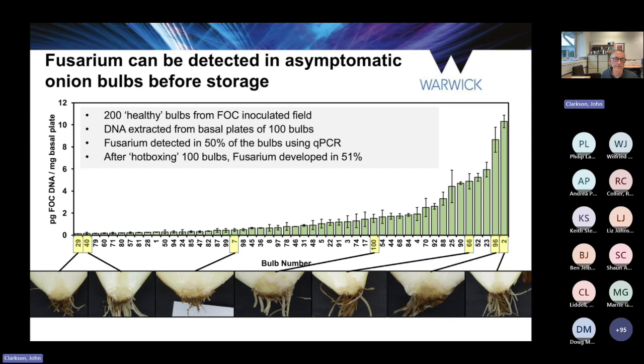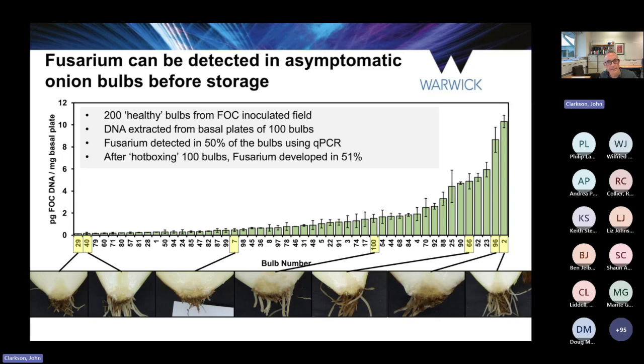So we did show, for instance, and this was just an AHDB funded experiment, we took 200 healthy bulbs that did come from an inoculated area, but they looked completely healthy. And you can see the basal plates in the photographs there. We extracted DNA from half of those, so from 100 of those, and we detected Fusarium in 50% of them. And then we put the other half of that batch in a nice warm environment, so hot boxing it's called, and we saw that Fusarium did in fact develop in those bulbs.